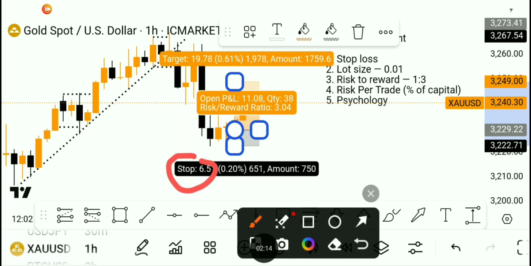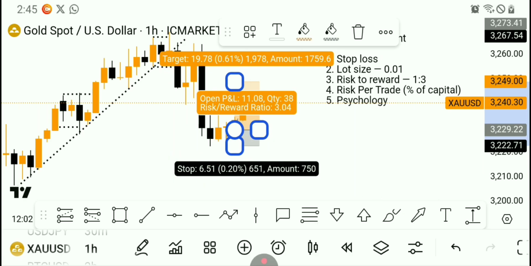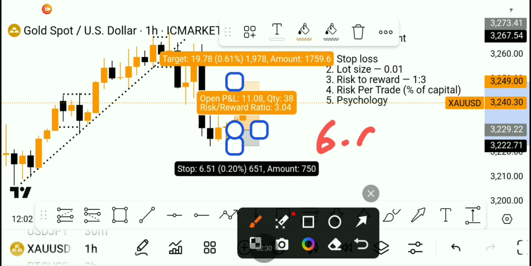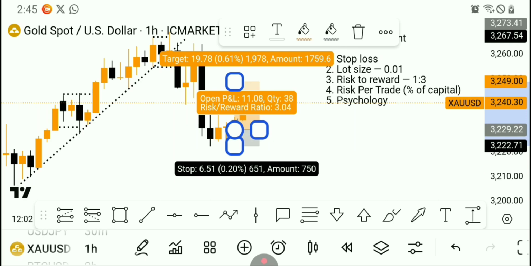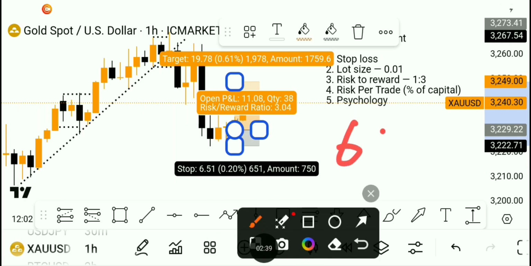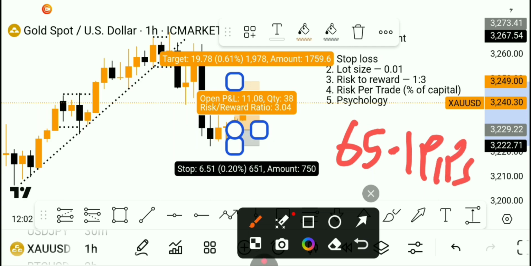Now, to explain lot size and stop loss, you can see stop and you can see target here. Here we have stop, and here we have target. Now on this stop you can see 6.51. To get your stop loss in pips, just multiply that 6.51 times 10. That will give you 65.1 pips. So my stop loss is 65.1 pips.